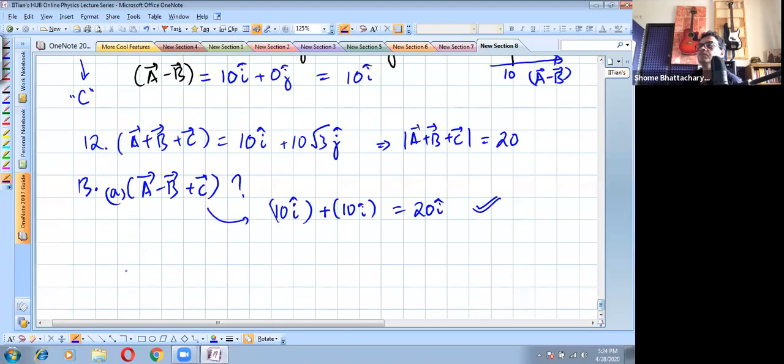But if you see option B, what is option B now? B minus A plus C.